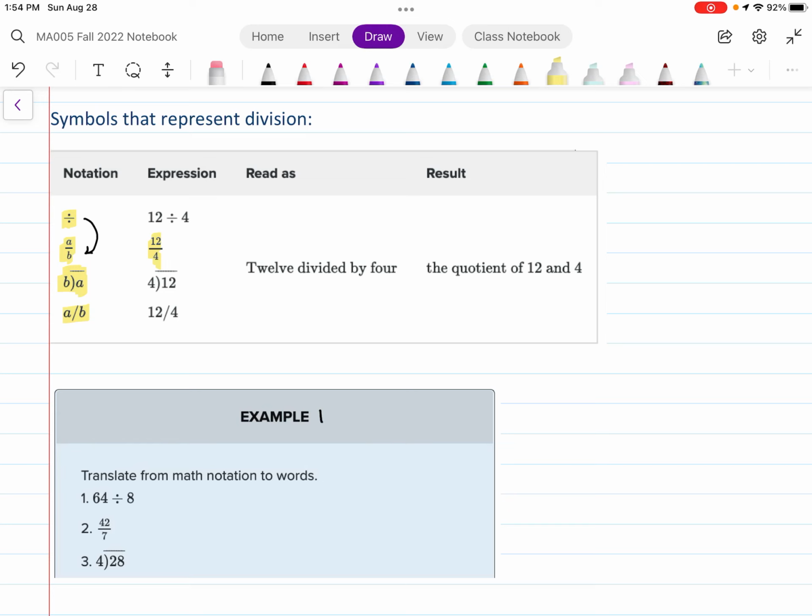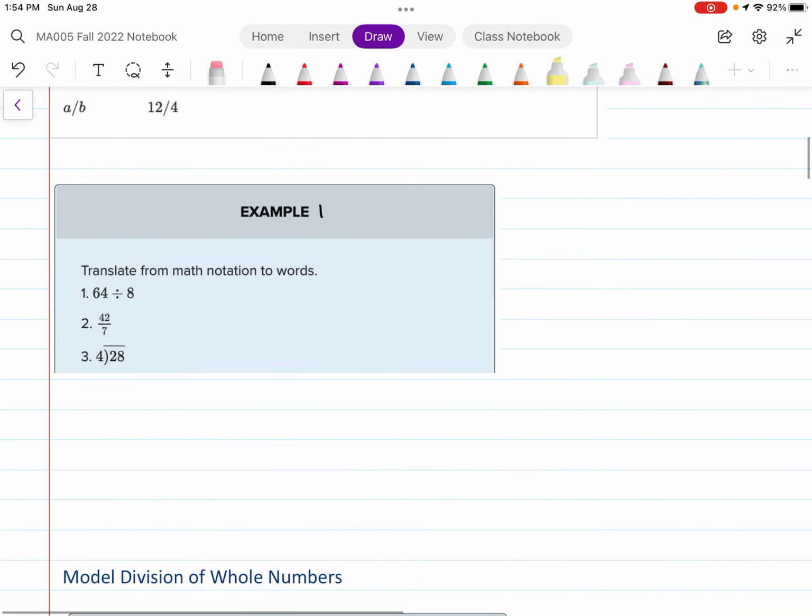All right, so for all of these, we say 12 divided by 4, and we can also call it the quotient of 12 and 4. So when we say the quotient of, the order of the numbers is the order that they are divided. So the quotient of 12 and 4 would be 12 divided by 4. All right, so let's look at a few examples.